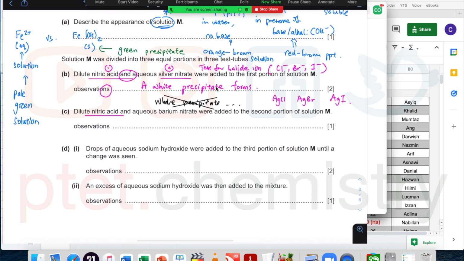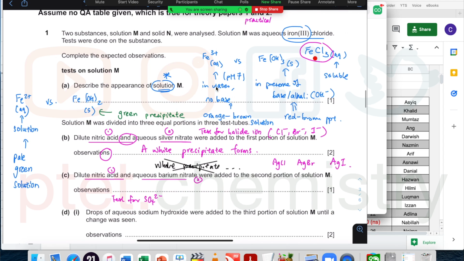The next one is what I want to talk about, negative result. Dilute nitric acid, you add this one first, and then you add barium nitrate. This is a test for sulfate. A lot of people write down a white precipitate is observed, a white precipitate forms, because that's what the table gives you. The table of results always gives you the positive result. What is the test? What did you add? What is the positive result?